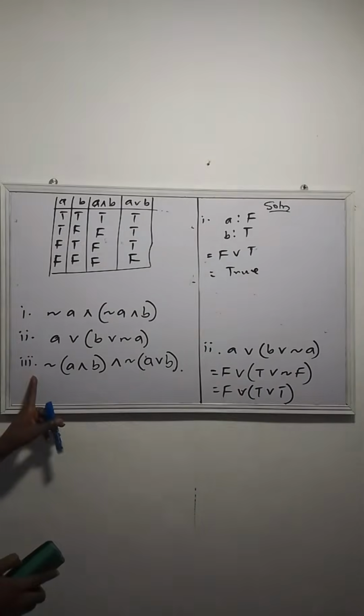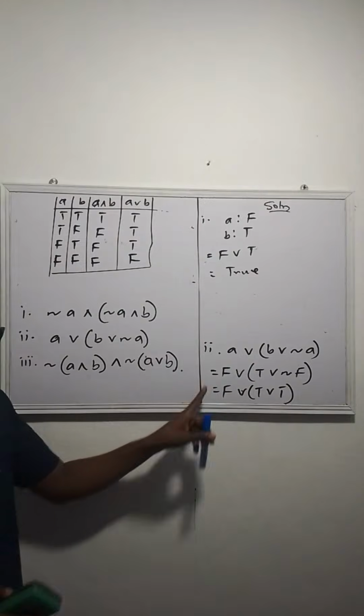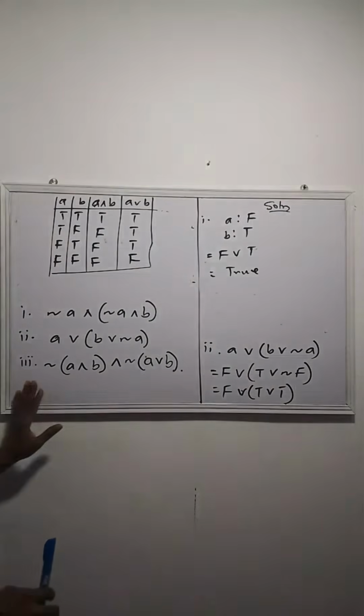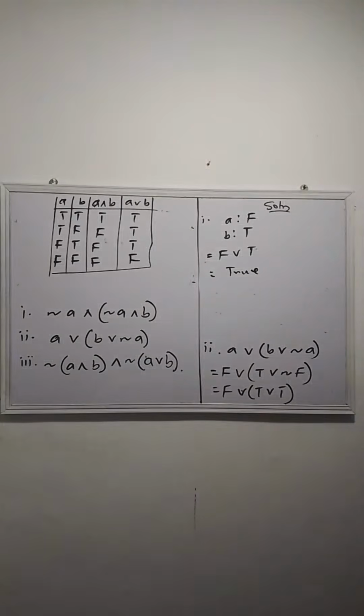So I want you to try this last one and let me see your answer. Just follow the trend that we just did. Do that on your paper and give me your answer in the comment section. So after a minute, we are going to do it together. So do that and let me see your answer. The truth value of negation of A and B or negation of A or B. Yes. Do it and drop your answer in the comment section.